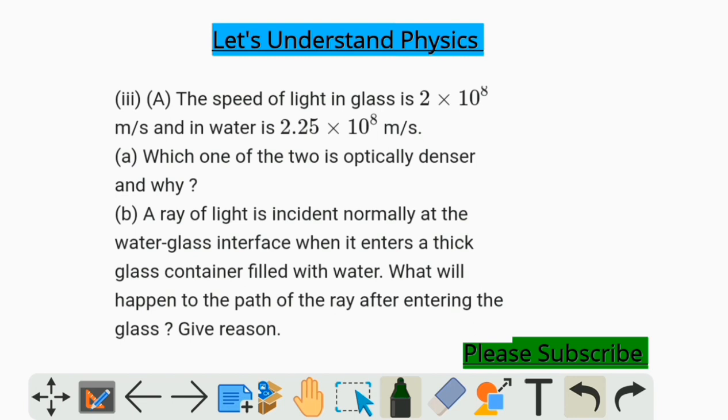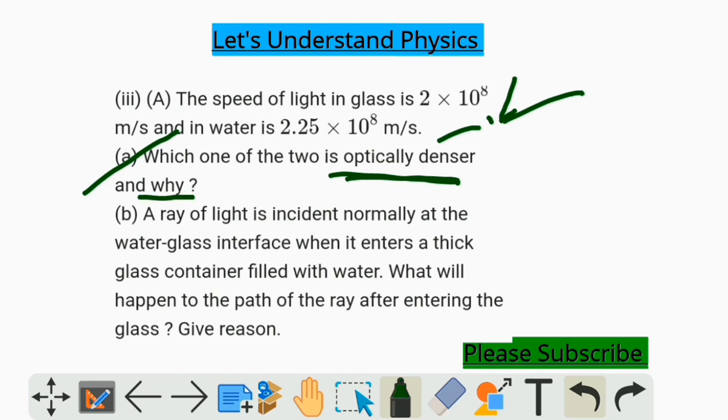In third question, again you have A and B. Third one, A. The speed of light in glass is 2 into 10 to the power of 8 meter per second and in water 2.25 into 10 to the power of 8 meter per second. The speeds are given. Which one of the two is optically denser and why? So by deciding using speed of light, you have to decide which is optically denser. That means optically denser means what? The speed should be less. So whichever medium has the speed of light less, that will be the optically denser medium. Understood? So that is what you have to write.